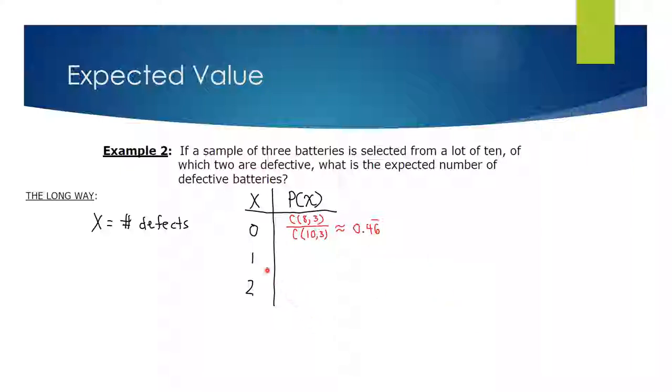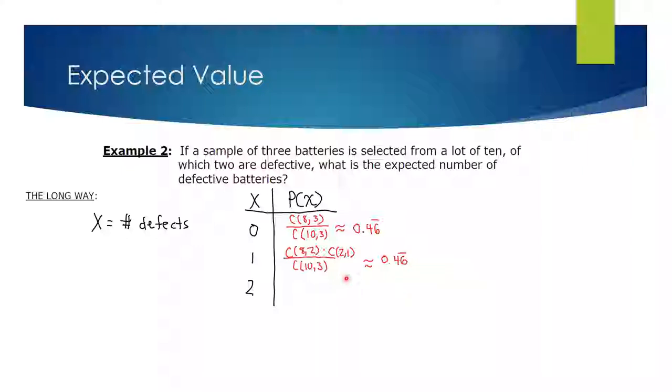Same thing for 1, I'm going to calculate that, but now I'm going to have 1 defective. So I'm going to have basically 2 that are not defective and 1 that is. So when I do that probability, I'm going to have 2 out of the 8 that were not defective, and 1 out of the 2 that was. So I multiply those together over, again, me choosing 3 out of 10 batteries. And I get another 0.46 repeating, which is another 7/15.